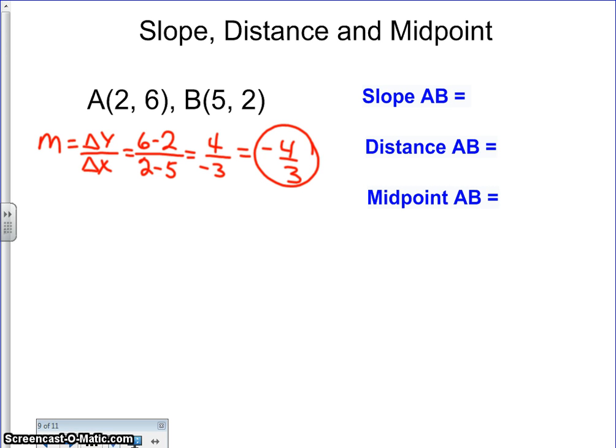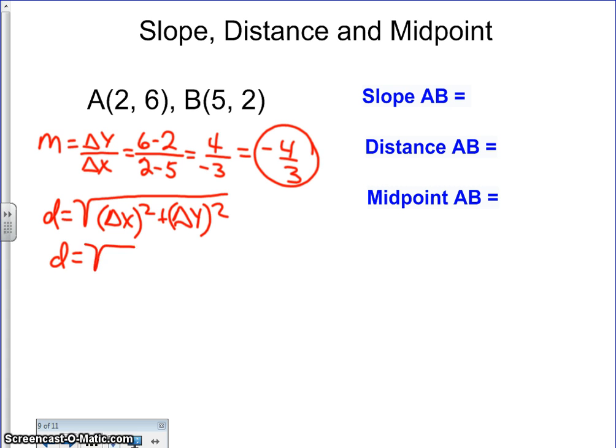Now the distance is going to be equal to the square root of the change in x squared plus the change in y squared. In other words, the lengths of those sides. We're going to subtract the x coordinates to find those distances. So let's see, the x's are 2 and 5, so it's going to be 2 minus 5 squared. The y's are 6 and 2, so it's going to be 6 minus 2 squared.